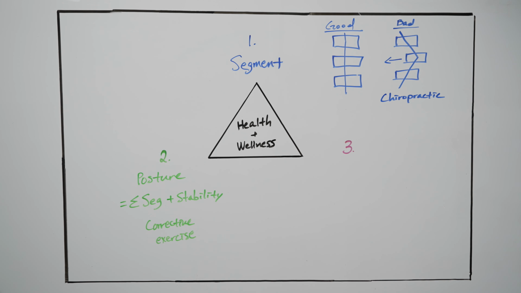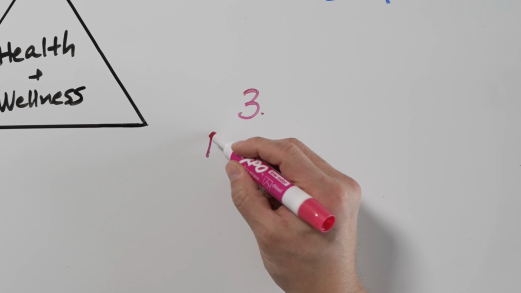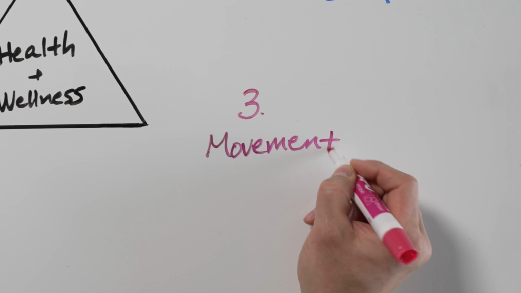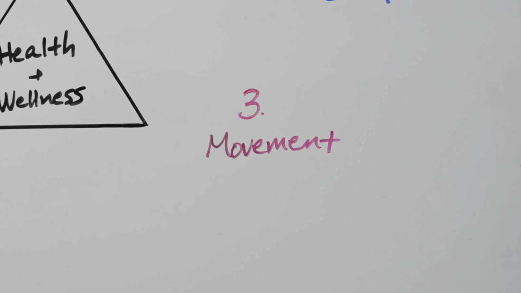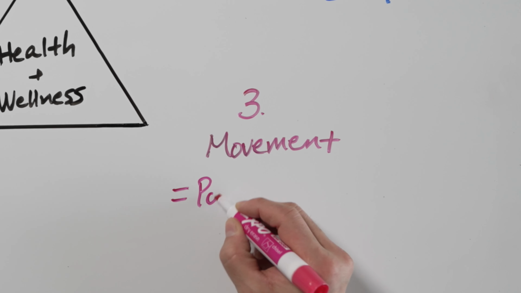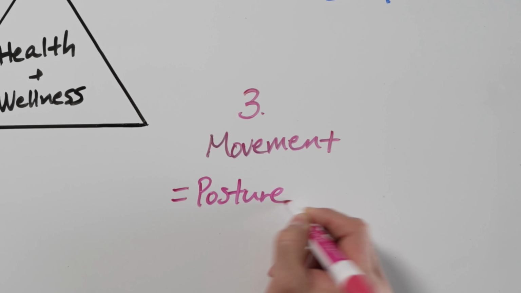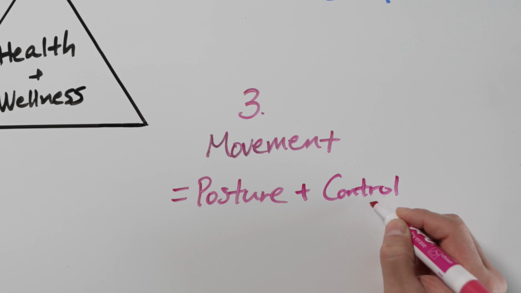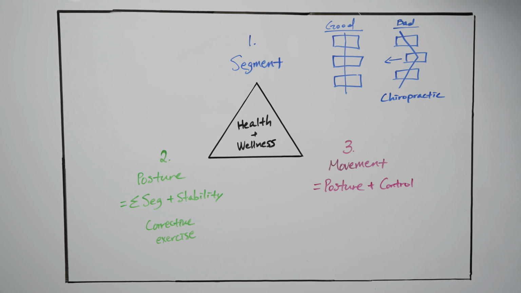Okay, lastly, the third element we're going to address is going to be movement. After all, that's why we are doing all this, because we need to create proper movements to do stuff, okay? So movement is going to be posture plus control, okay? So let me give you a quick example.